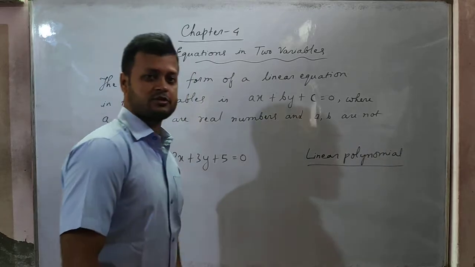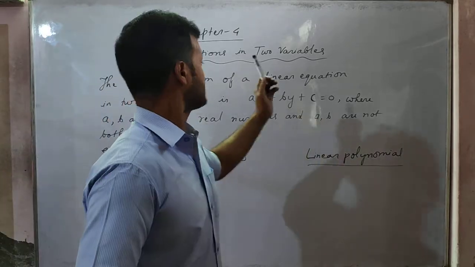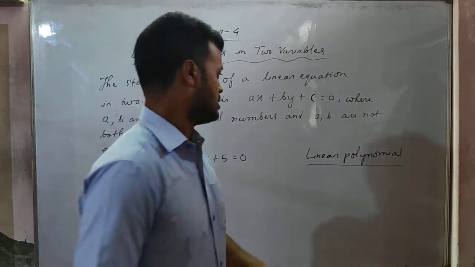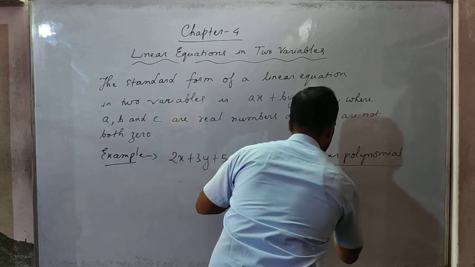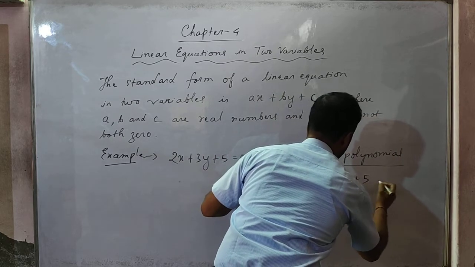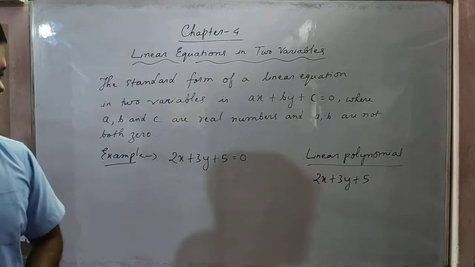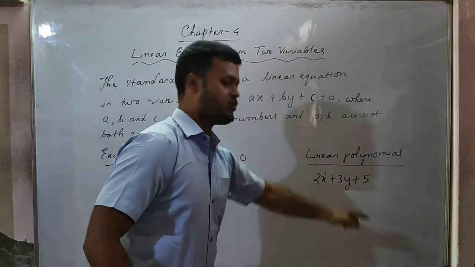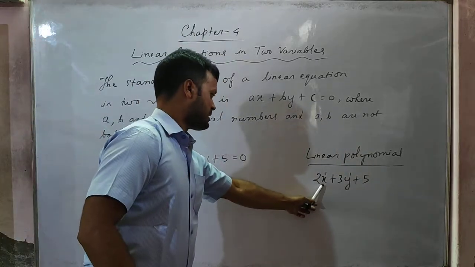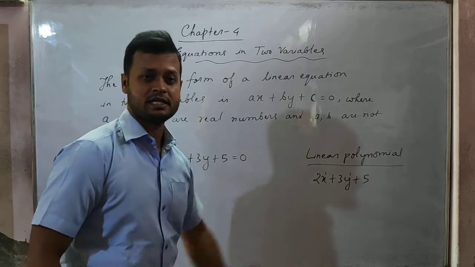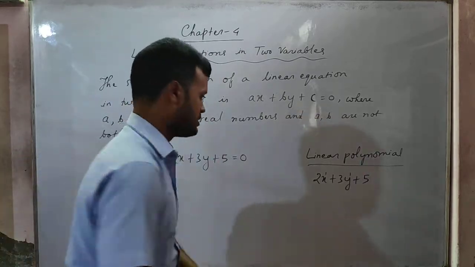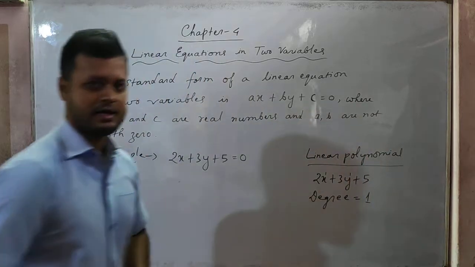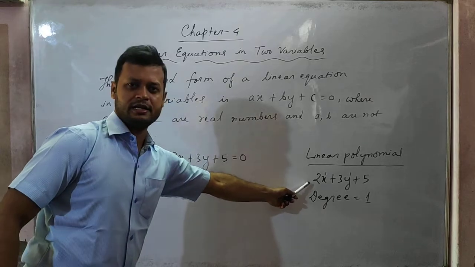So linear polynomial, students, this chapter 4 and chapter 2 are directly connected. That was polynomial and here we are getting equation. So a linear polynomial is just like this: 2x plus 3y plus 5. This is a linear polynomial because what is the degree here? What is the degree of x? 1. What is the degree of y, students? 1. Therefore, what is the degree of this polynomial? Degree is equal to 1. So it is called a linear polynomial.